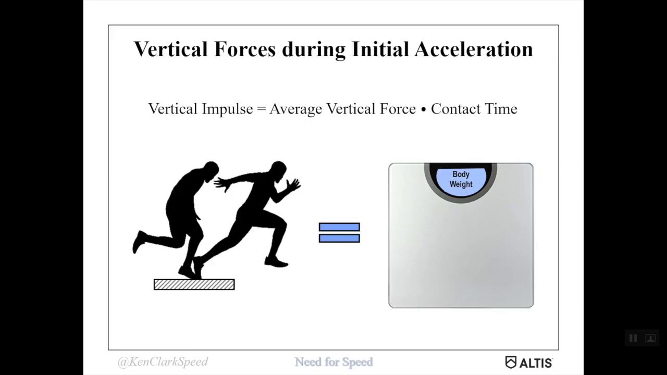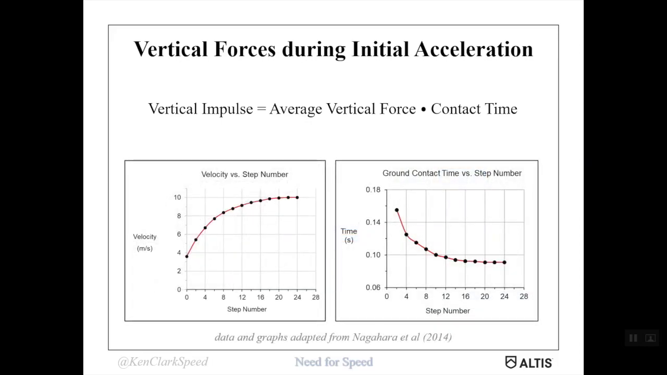Now we know from our last module that as running speed increases, ground contact time decreases. That means to apply the necessary vertical impulse with each step to support body weight, as speed increases and ground contact time decreases with each step, the average vertical force has to increase with each step to accomplish the necessary vertical impulse to support the body.